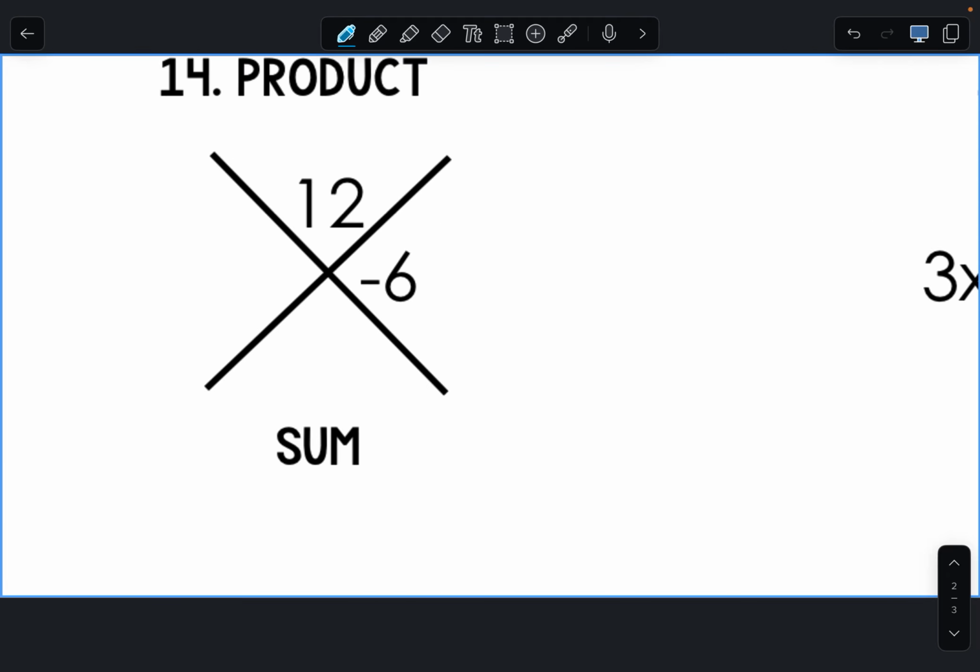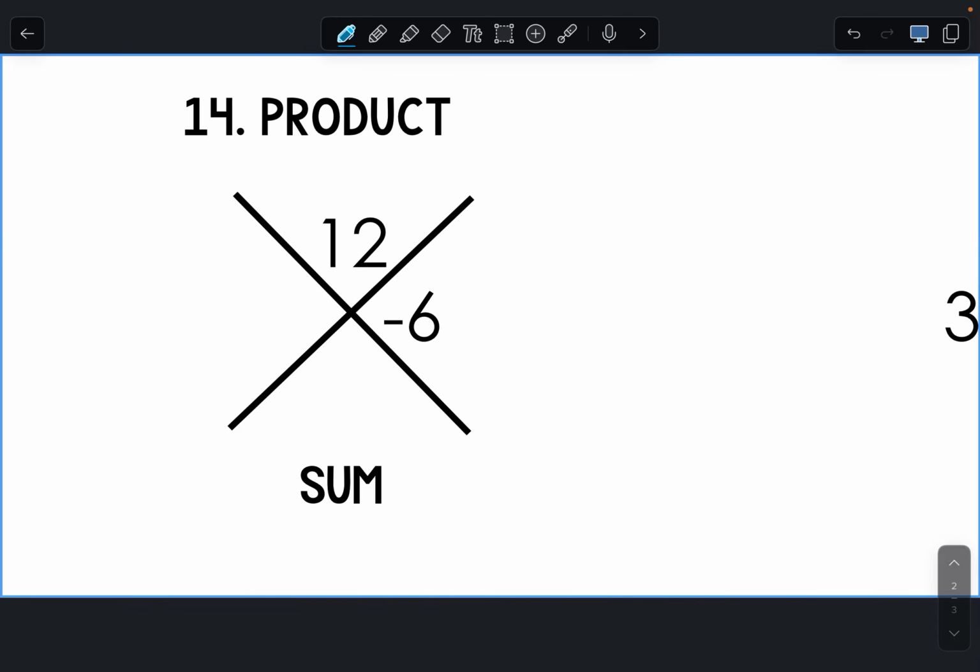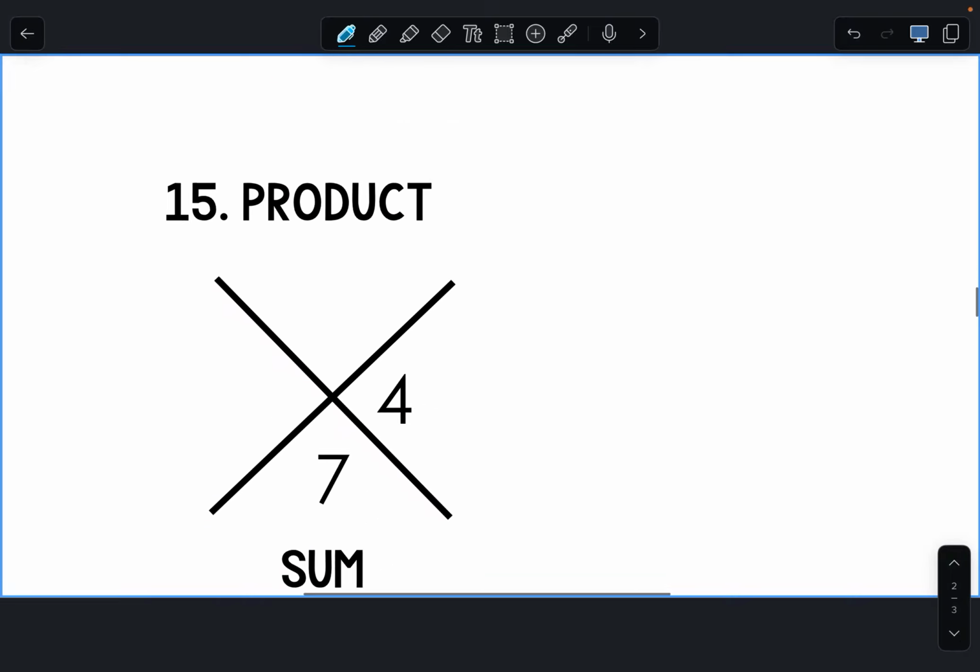Okay? Now you're trying to figure out what you multiply times -6 to give you a positive 12. -2. 2 negatives make a positive. 6 times 2 is 12, so now you get -2. When you add them, what do you get? -8. Good.